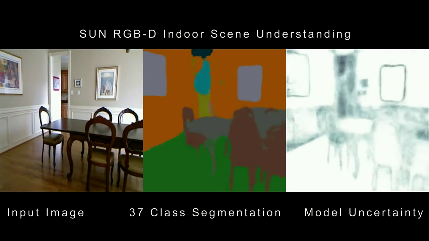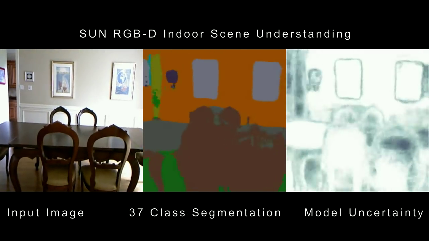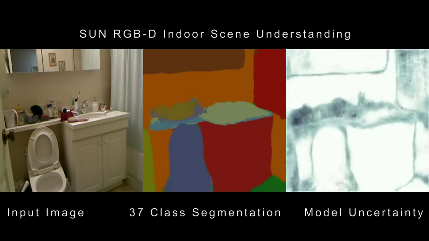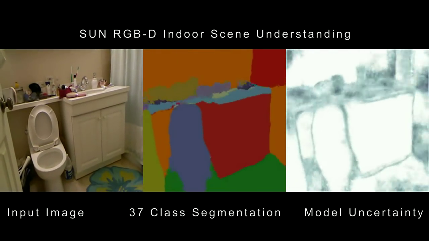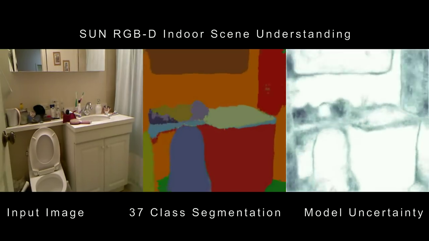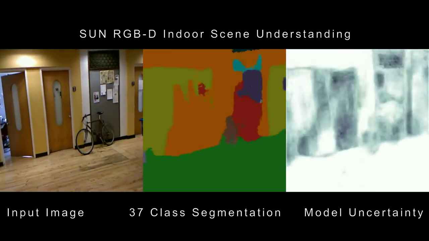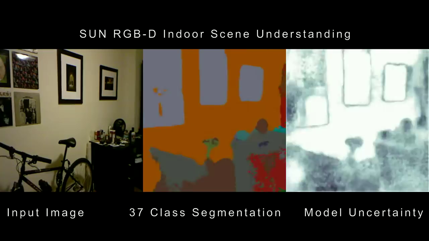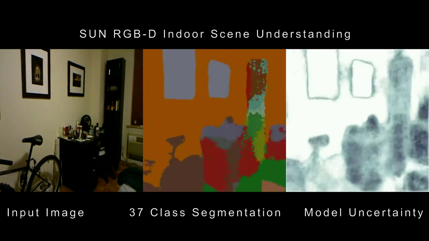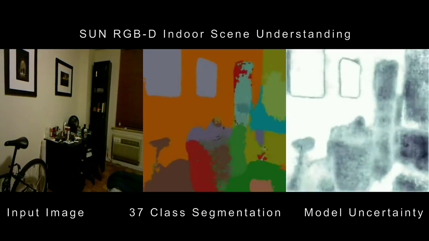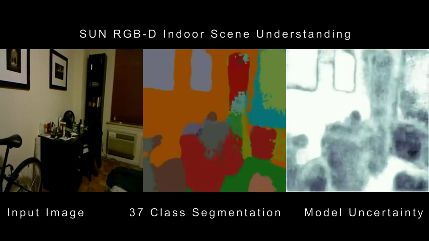This is Bayesian SegNet's performance on Sun RGBD, an indoor scene understanding dataset. This is a very challenging dataset because the visual appearance of indoor scenes varies massively. We show the segmentation of 37 different semantic classes. SegNet only requires RGB input, and our system does not use any depth input.